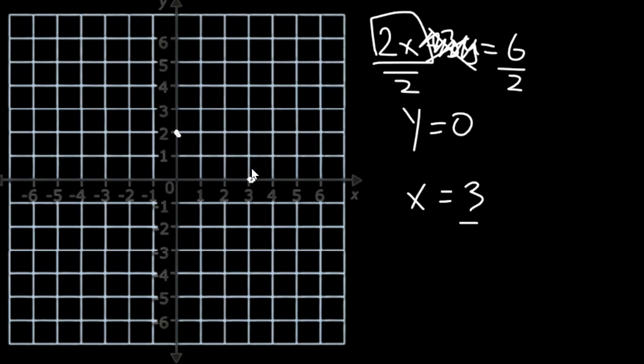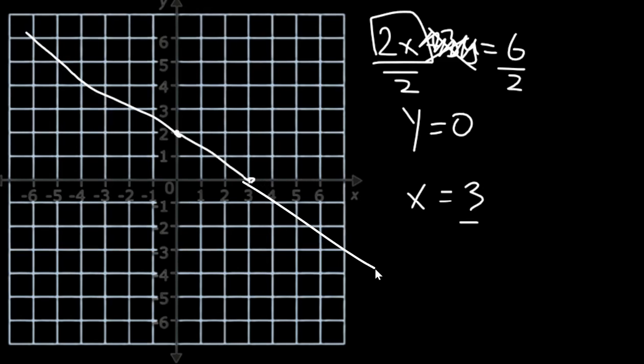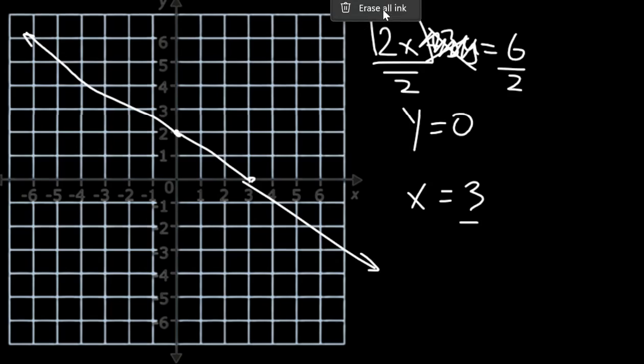Now we have 2 points on the line. We can connect them and form a line. That's standard notation. That's pretty much it. That's all you need to know. It's also on the homework.